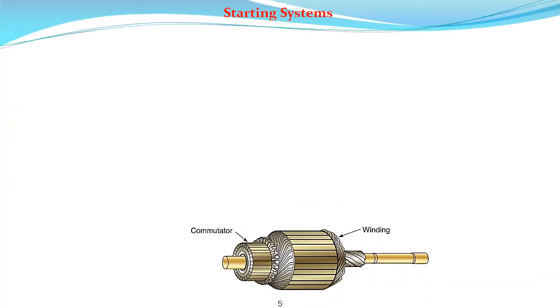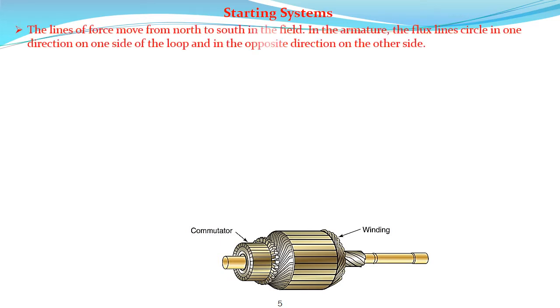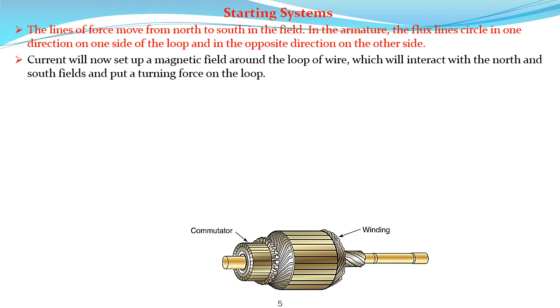Direct current motor principles. DC motors use the interaction of magnetic fields to convert electrical energy into mechanical energy. As we mentioned before, the lines of force move from north to south in the field. In the armature, the flux lines circle in one direction on one side of the loop and in the opposite direction on the other side. Current will now set up a magnetic field around the loop of wire, which will interact with the north and south fields and put a turning force on the loop.